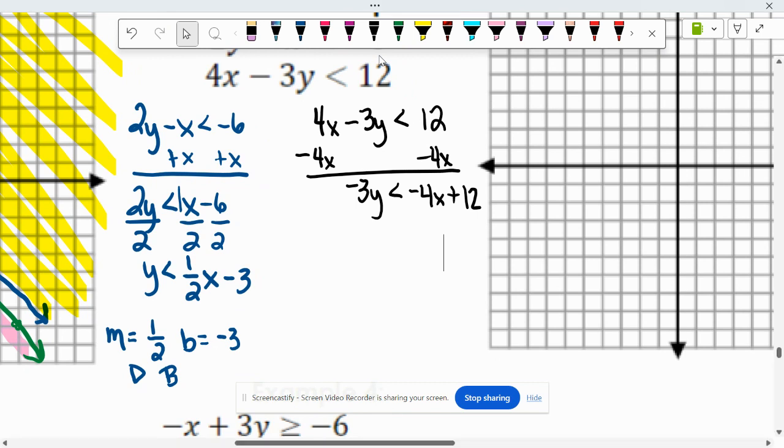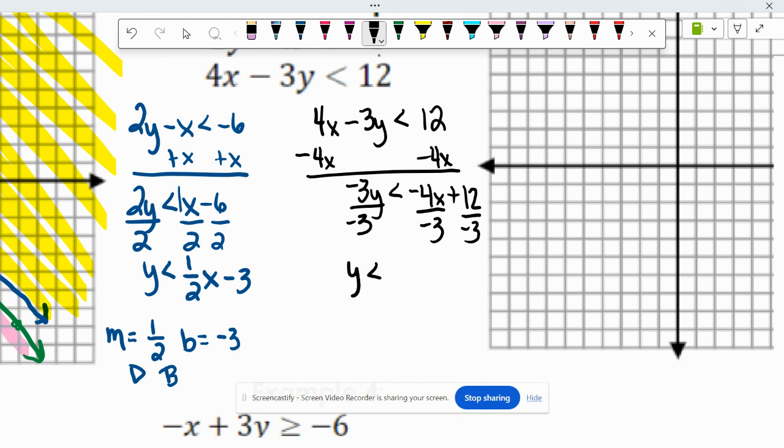So that's a times. That says negative 3 times y. What's the undo of times? Divide. So how about divide by negative 3? Divide by negative 3. Y is less than. A negative divided by a negative is a positive. Good job. And 12 divided by 3 is, so negative 4.